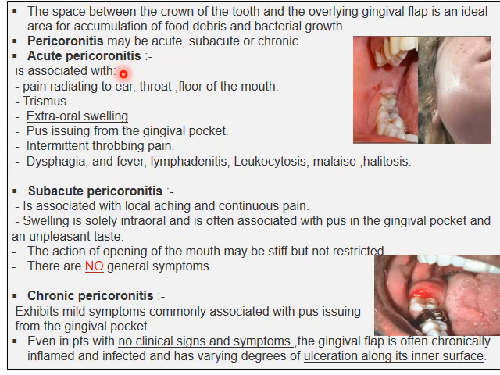The gingival flap is often chronically inflamed. يعني الجنجيفال هذا flap الموجود هنا أحيانا يكون chronically inflamed and infected and has a varying degree of ulceration along its inner surface. يعني هذا التشو اللي رفعناه هنا البتويزر نلقي بالداخل ulceration، يعني ما صاير بيه healing، معناته اكو inflammation و infection بالمكان.